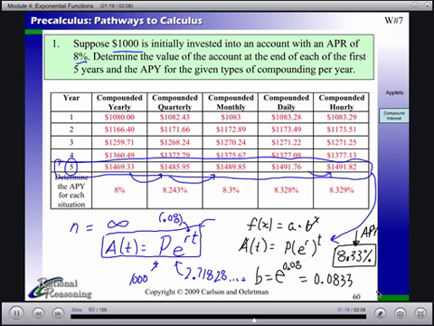So what I want you to do is try number 6 on page 159. Just learn this equation.